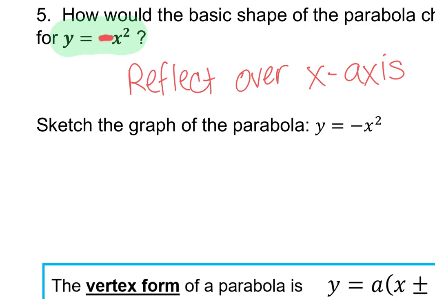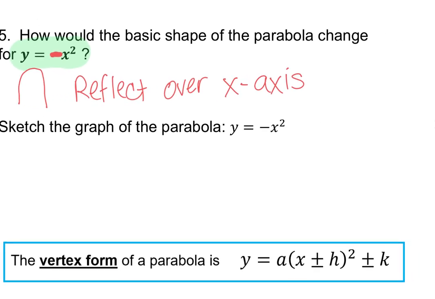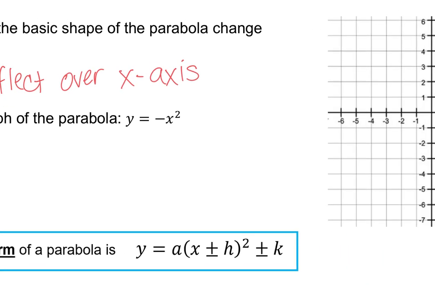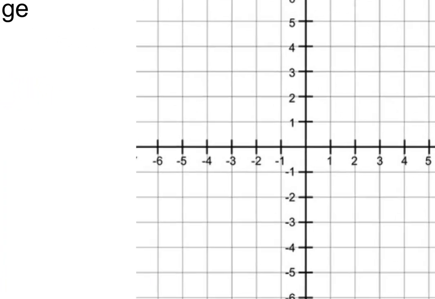Normally, we see it like this, right? We usually see it like a valley. It goes like a U. However, now with a negative, it's going to flip it the other way to where it looks like a hill. So it's going to reflect. So let's see what this looks like on the graph. So it says sketch the graph of the parabola y equals negative x squared. So let's go ahead and sketch this.